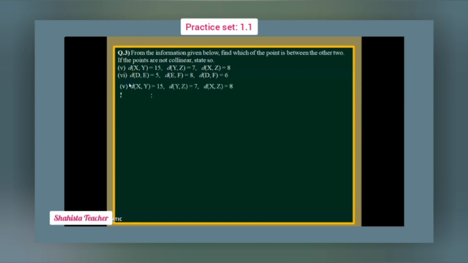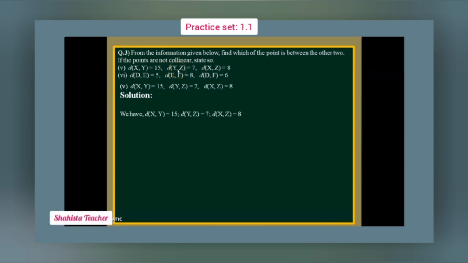Now here, solution. As you know, we have distance of xy is equal to 15, yz is equal to 7 and xz is equal to 8. This is the given value. So here we will write, we have xy is equal to 15, yz is equal to 7 and xz is equal to 8. Now after this, what do we have to do? We have to add these numbers.